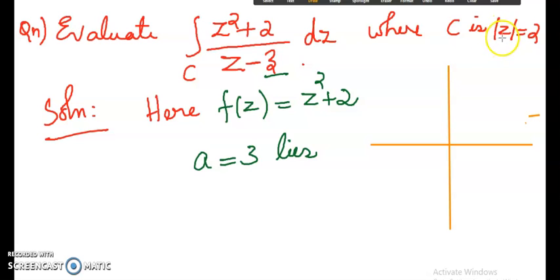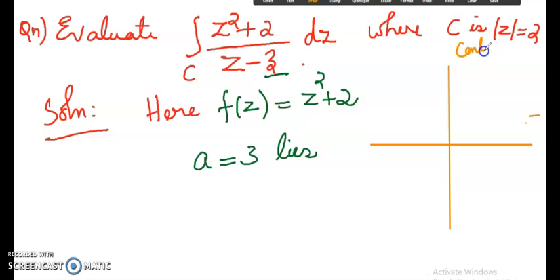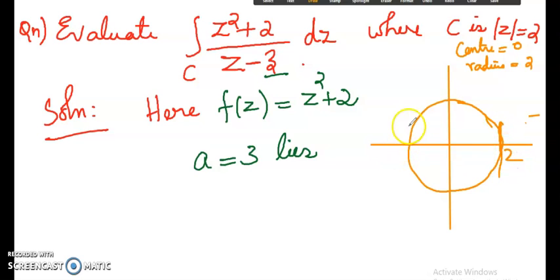Modulus of z is equal to 2 is a circle with center 0 and radius 2, right? So we learned mod z is equal to 2 denotes a circle whose center is 0 and radius is 2. So if you draw a circle here, since radius is 2, this end point will be 2 and this point will be minus 2.